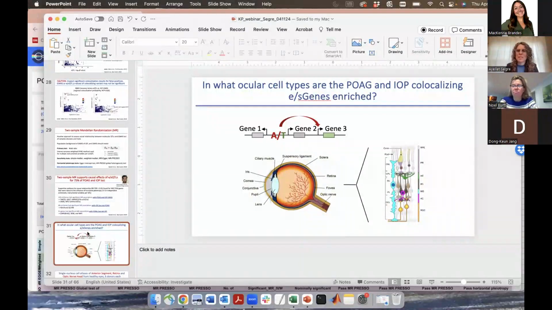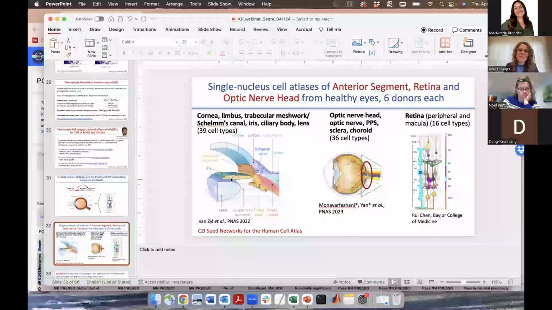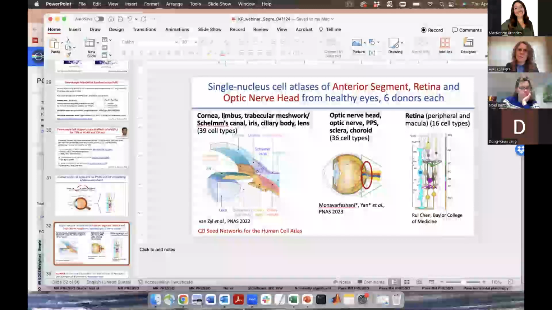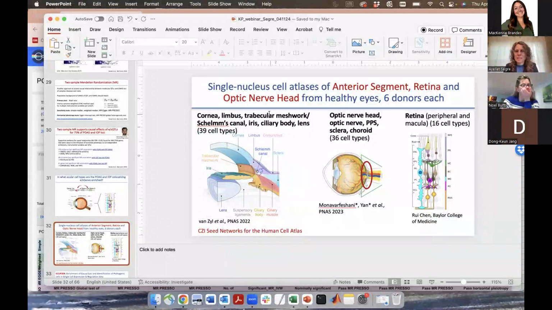So just very briefly, we then asked whether these colocalizing genes based on EQTLs and SQTLs with the POG and IOP loci showed enrichment in specific ocular cell types. And for that, we analyzed single nuc RNA-seq data from cell atlases that Josh Sain's lab built, of 6 tissues in the front of the eye, which include the cornea, limbus, and the trabecular meshwork Schlemm canals.